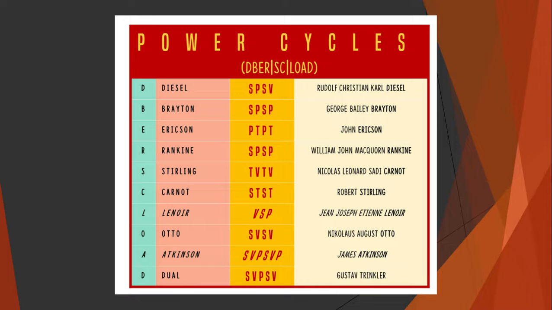Yan, so pag halimbawa sa Diesel, ang ating mnemonic para dyan ay SPSV, edi yung cycle niya ibig sabihin is nag-i-start sa isentropic, then isobaric, then isentropic, then isochoric. Yan, so dito mas madali natin siyang matatandaan.